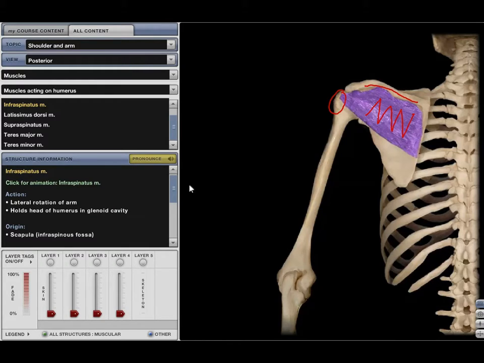Well, the action of the infraspinatus muscle is to move the humerus in this direction, towards the midline of the body. And if you remember, we call that adduction. AD, adduction of the humerus. The other important action of the infraspinatus muscle is lateral rotation of the humerus. So let's take a look at the action of lateral rotation.